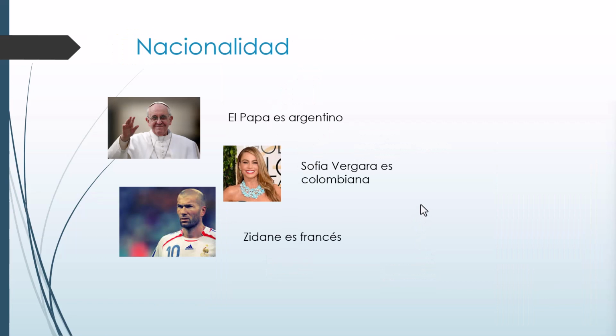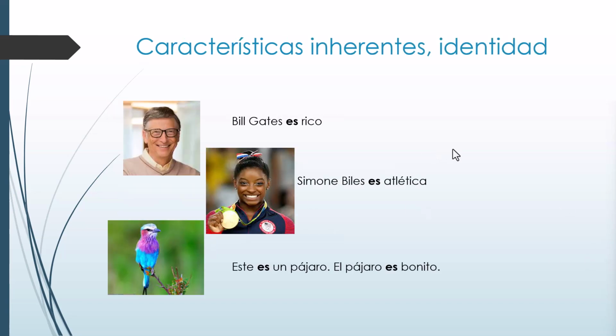Okay, you also use ser for nationality, nacionalidad. El Papa es argentino, right? The Pope is from Argentina, or he's Argentinian. Sofía Vergara es colombiana. Zidane es francés. He's French, right? Okay, características inherentes, como hemos dicho, la identidad de una persona, right? So inherent characteristics, or that talks about identity, right?